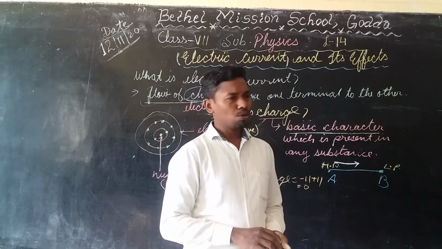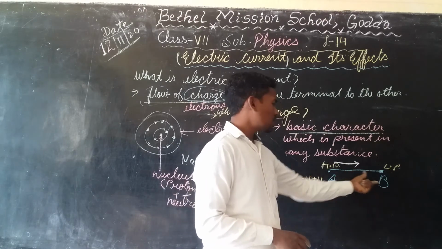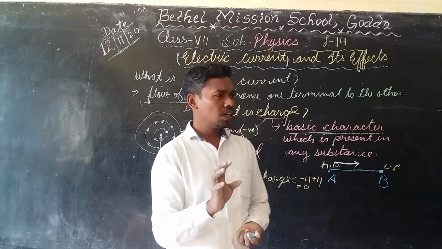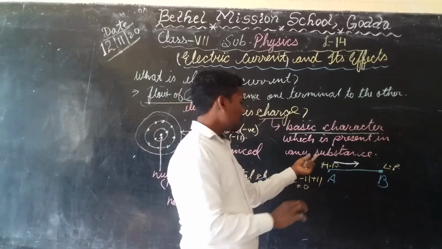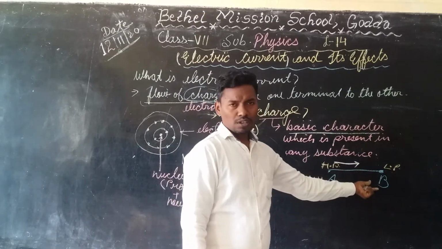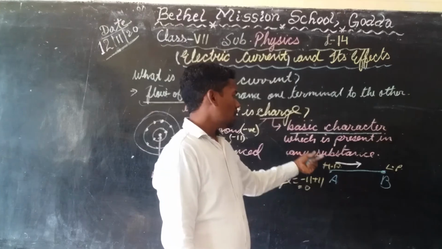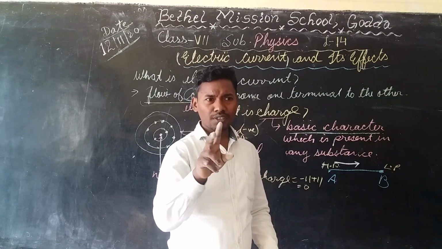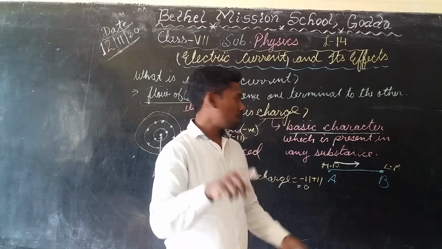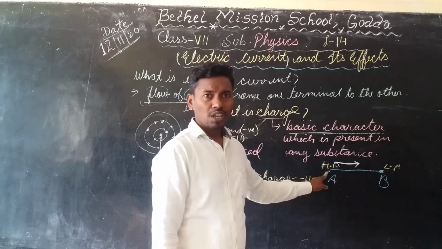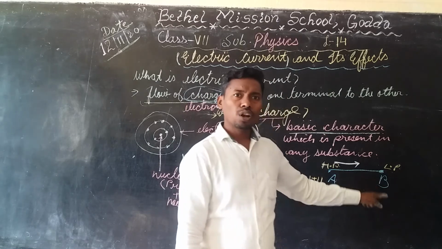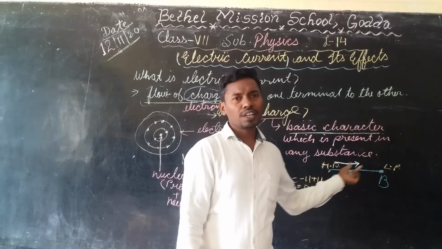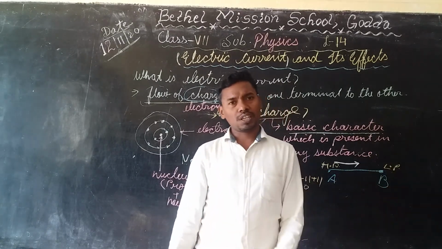This may be a bit of a higher level for you, but you understand that flow is from a higher level to a lower level. You have two terminals, the positive terminal and the negative terminal. The positive terminal is the higher potential and the negative terminal is the lower potential. So the current moves from the higher potential area to the lower potential area.